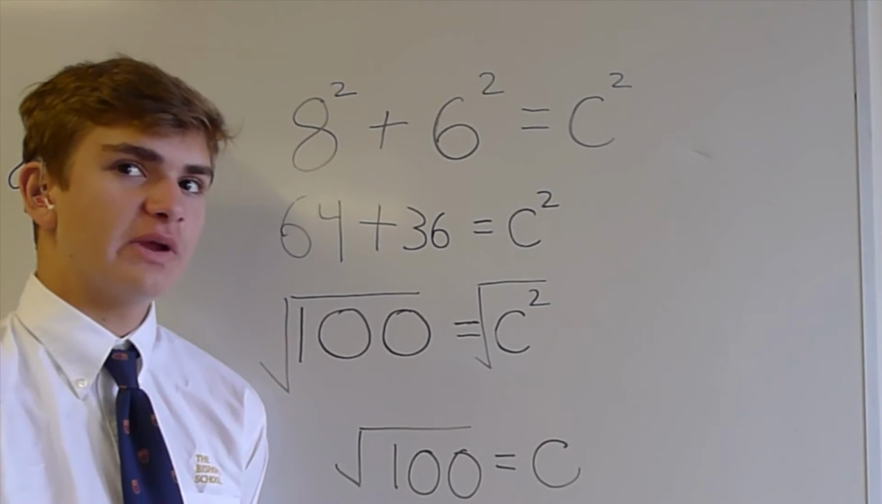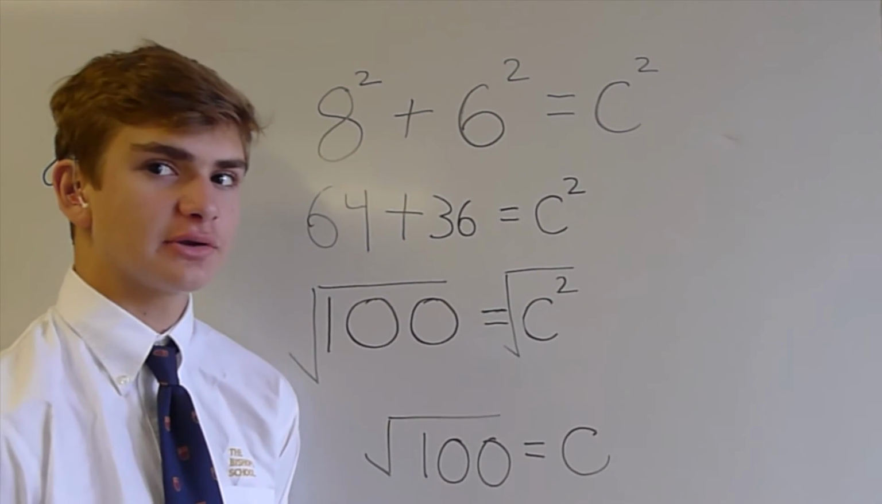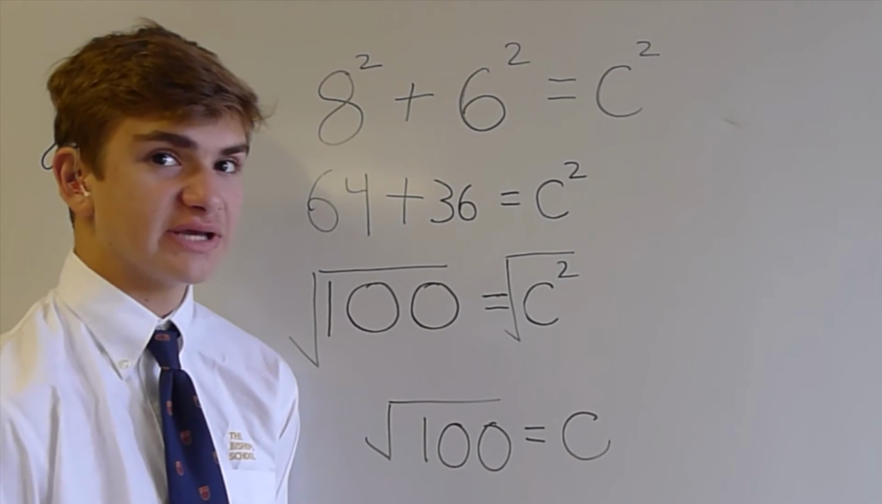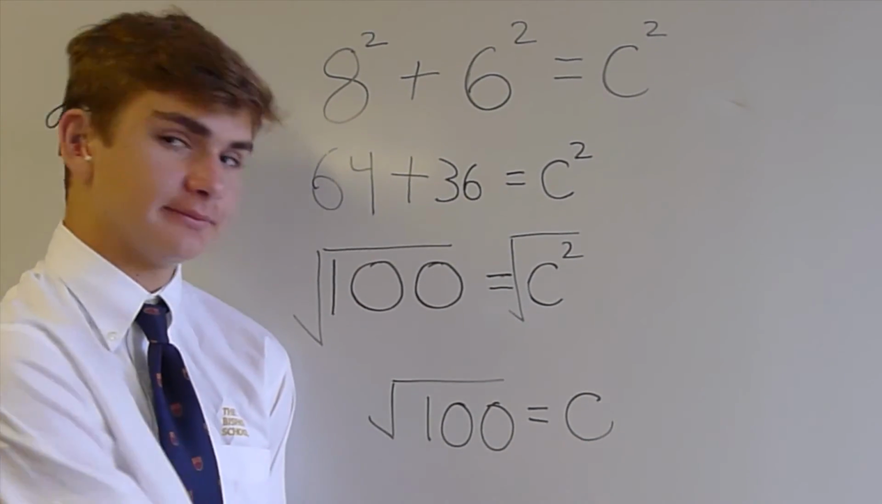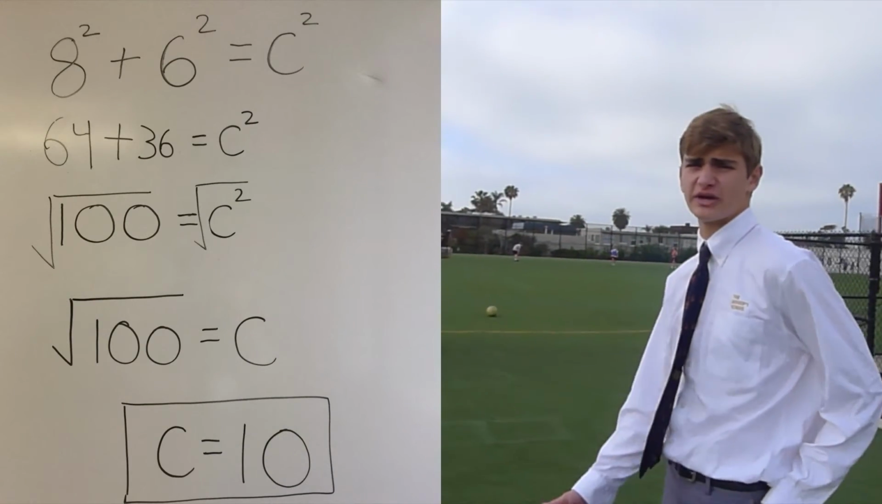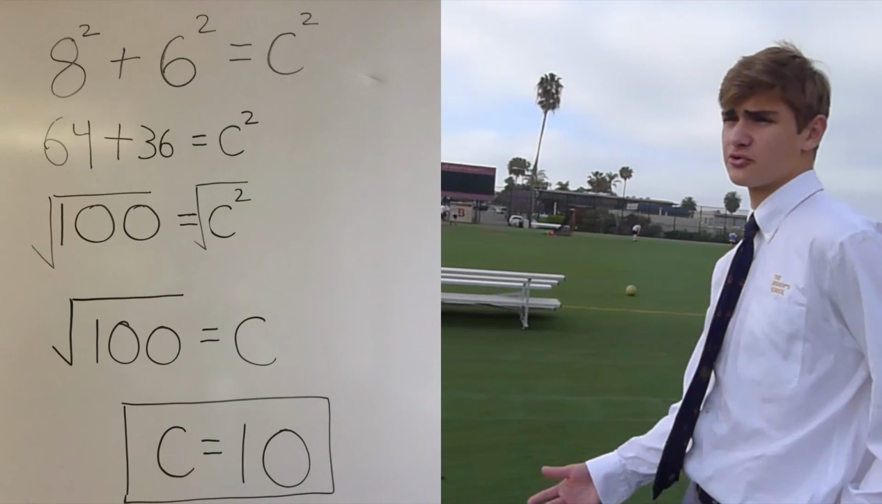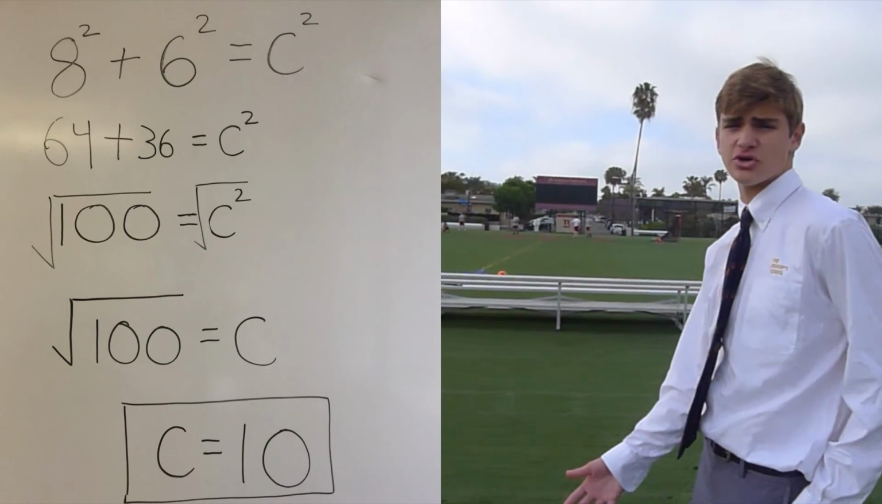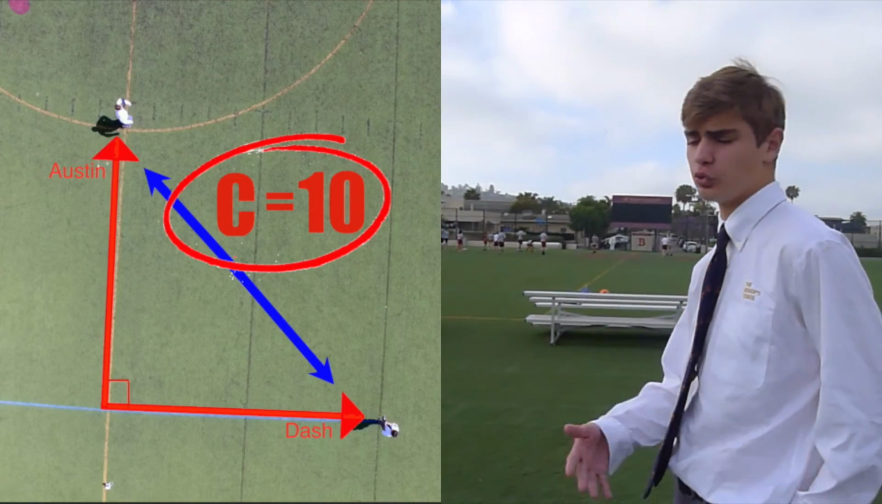Using simple math, we are now able to solve for the distance apart from Austin and Dash, represented by the value of c. Since the square root of 100 is 10, then we can conclude that Austin and Dash are 10 miles apart after the drone invasion.